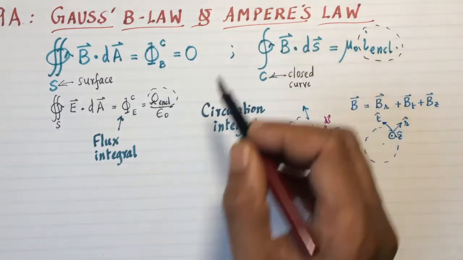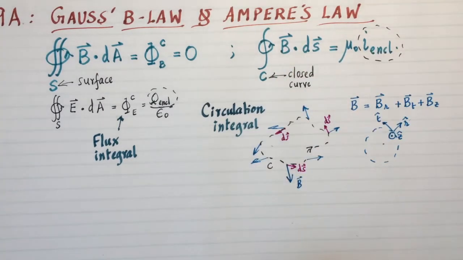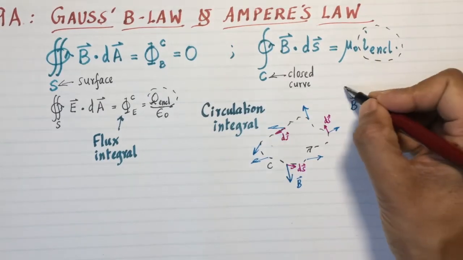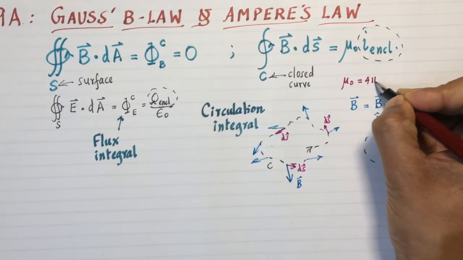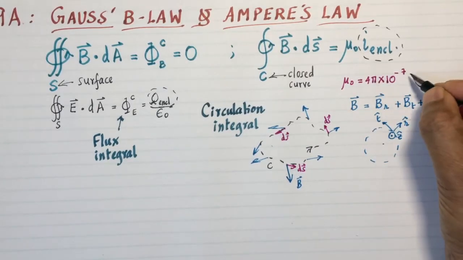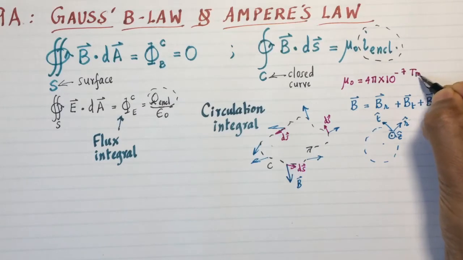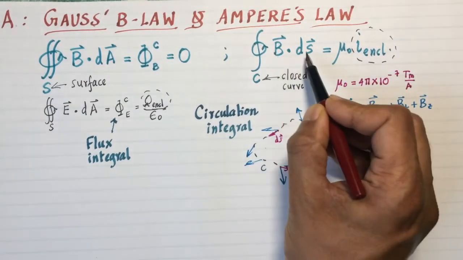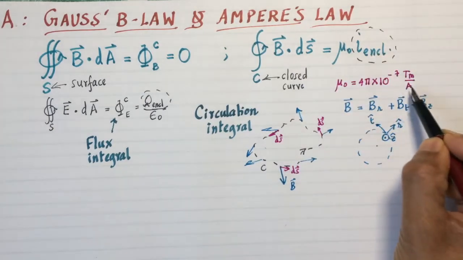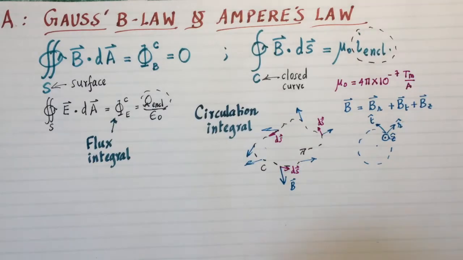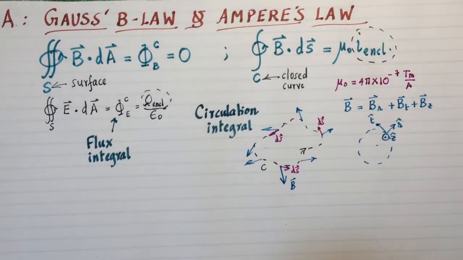And when you do all that hard work, what is left over? The answer is just going to be some constant of nature, mu naught. This mu naught turns out to be 4 pi times 10 to the minus 7. It's the same mu naught that comes in the Biot-Savart law, Tesla meter per ampere. And here you can actually see the units come out really nicely, because that's Tesla, that's meters, and that's amperes. So that has to be the units. Times the current enclosed.